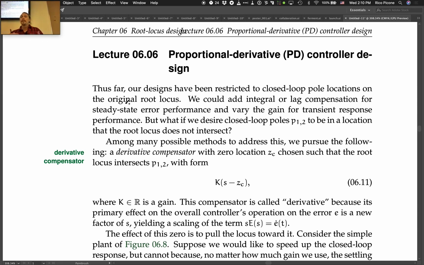So we're very interested to figure out some way to move that root locus around, and not just anywhere, because just moving it around randomly isn't going to help us. We need it to go through a specific location. That's what we're going to do with PD control. We're going to use derivative compensation to move that root locus to intersect any point in the plane that we want. Okay, that's the goal of what we're doing today.